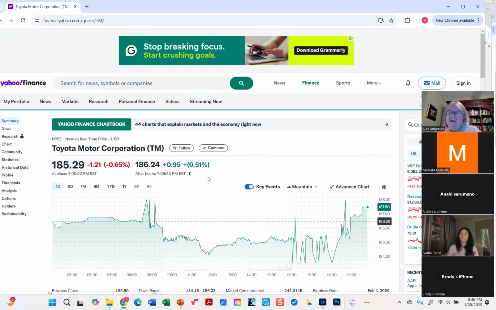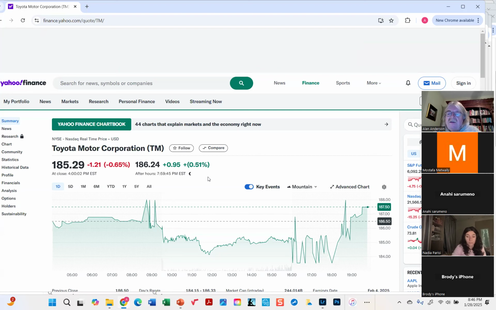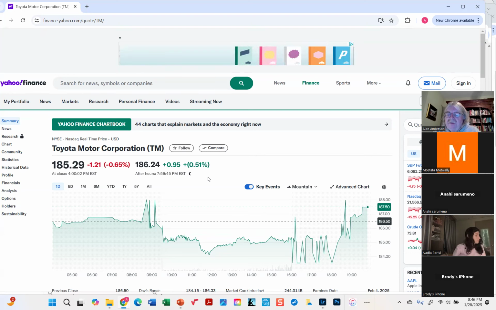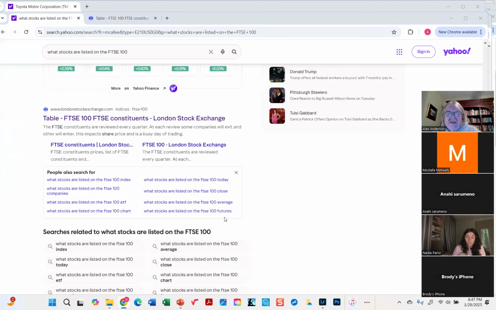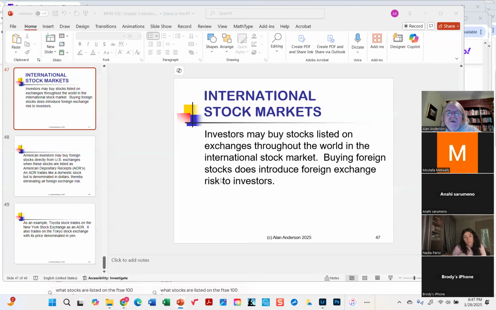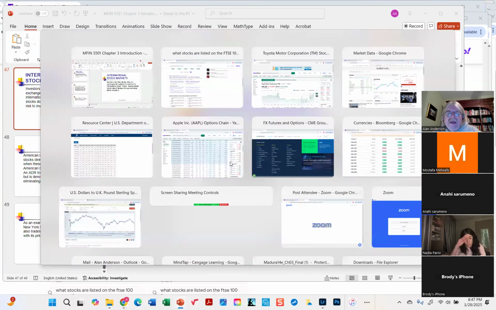And basically, what you have here is Toyota stock where the currency is the dollar. In other words, in order to attract American investors, they can issue shares of stock in the United States, but they have to be denominated in dollars. And then they're known as American depository receipts. So that way, I, as an American, can buy a foreign stock without bearing the foreign exchange risk.